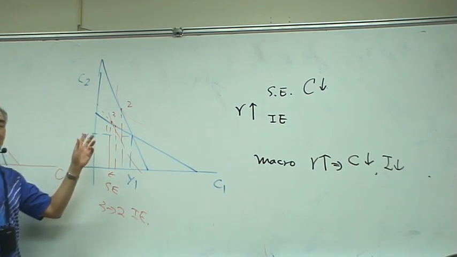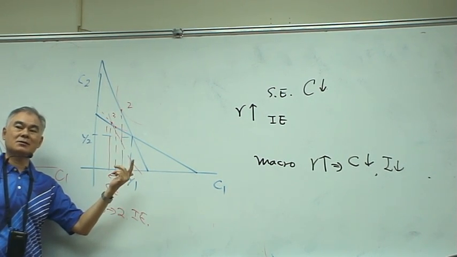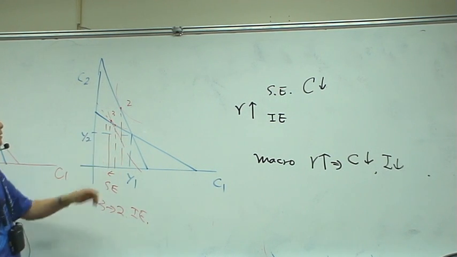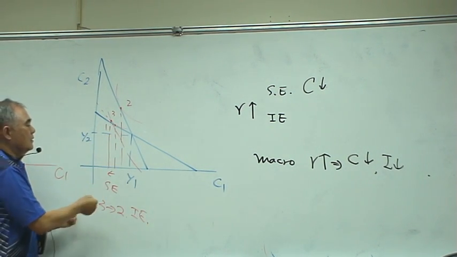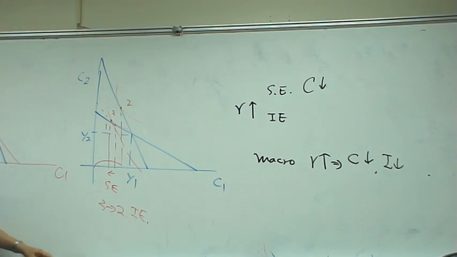Because he lends money to others, when the interest rate goes up, he gets more interest payment. And so his income goes up, he consumes more. Okay? So in this case, actually, this person ends up consuming a little bit more.